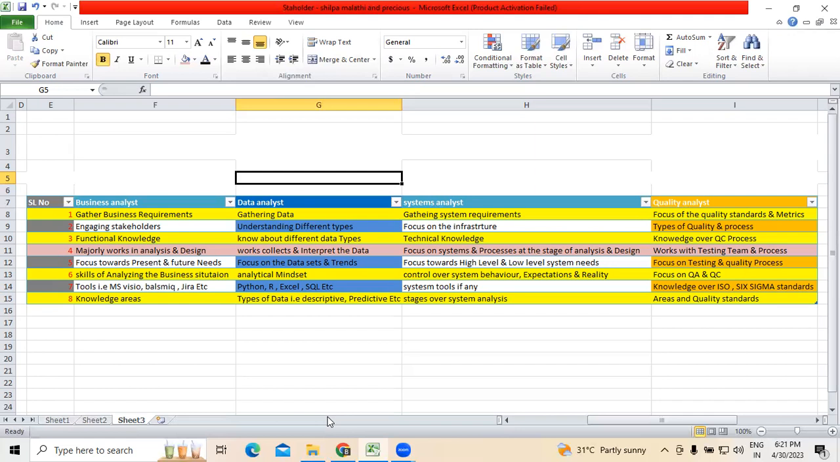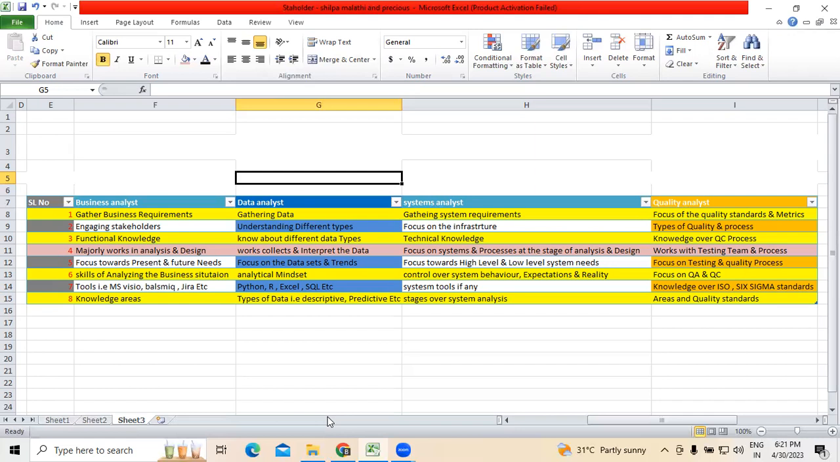So the systems analyst majorly focuses on gathering the system requirements, where you have a connect between the BA and the systems analyst, because these two people work on the project. Whenever high-level requirements are gathered by the business analyst, whether this can be developed, how to develop it, and what the system requirements and configuration are, everything will be looked after by the systems analyst.